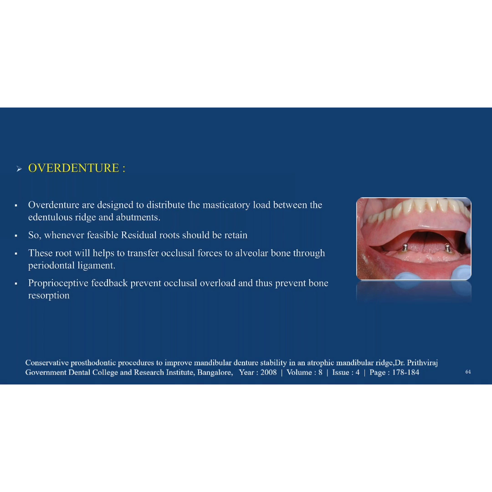Overdenture: they are designed to distribute the masticatory load between the edentulous ridge and abutments. So whenever feasible, residual roots should be retained. These roots help to transfer the occlusal forces to the alveolar bone through the periodontal ligament. Proprioceptive feedback prevents occlusal overload and thus prevents bone resorption.